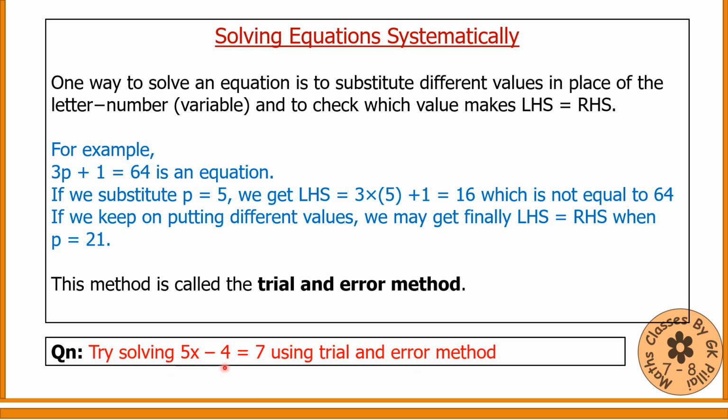Try solving 5x minus 4 equal to 7 using the trial and error method. If you substitute 1 here, 5 into 1 is 5, 5 minus 4 is 1. So the LHS is not equal to RHS. If you put 2, 5 twos are 10, 10 minus 4 is 6. No. 5 into 3 is 15, 15 minus 4 is 11. The LHS is not equal to RHS. So you have to keep on putting different values so that the LHS becomes equal to the RHS. That is called the trial and error method.